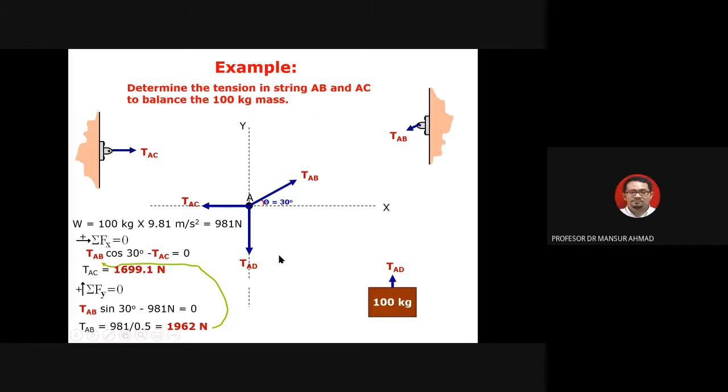981 Newton. But the question did not ask that. If it was asked, that would be the answer. The tension in string AD is 981 Newton. Okay, any question? We are finished with this example. Any question?